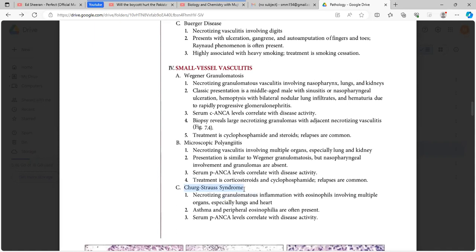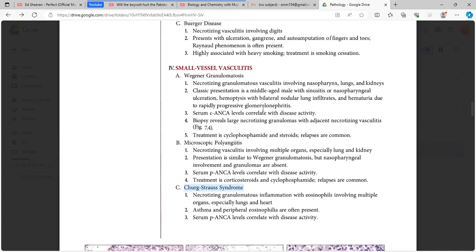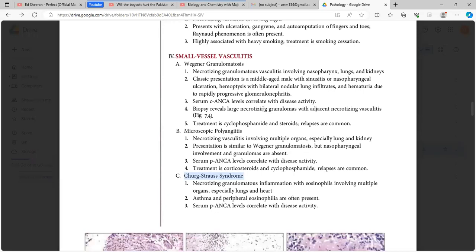And Churg-Strauss syndrome, which is the final one we'll be discussing in this category, is characterized by an increased amount of eosinophils, and you know that eosinophils are present in greater amounts in people who have an allergic response or who have a hypersensitivity reaction. So they will be greatly increased in number in people who are suffering from type 1 hypersensitivity diseases such as asthma.